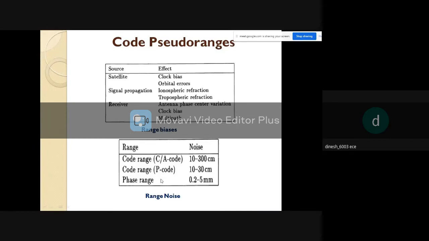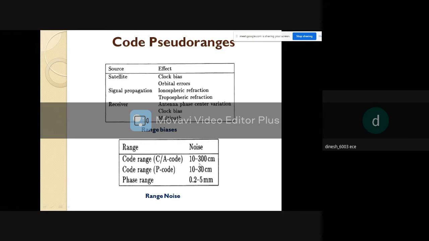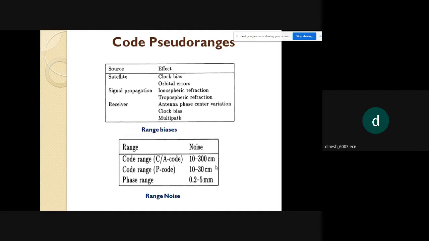Next is how much noise range each and every code can generate, or how much is tolerable. So the coarse acquisition code can have a noise of up to 10 to 300 centimeters, whereas the precision code, which is used in military, can have up to 10 to 30 centimeters of noise, whereas the phase range is 0.2 to 5 millimeters.